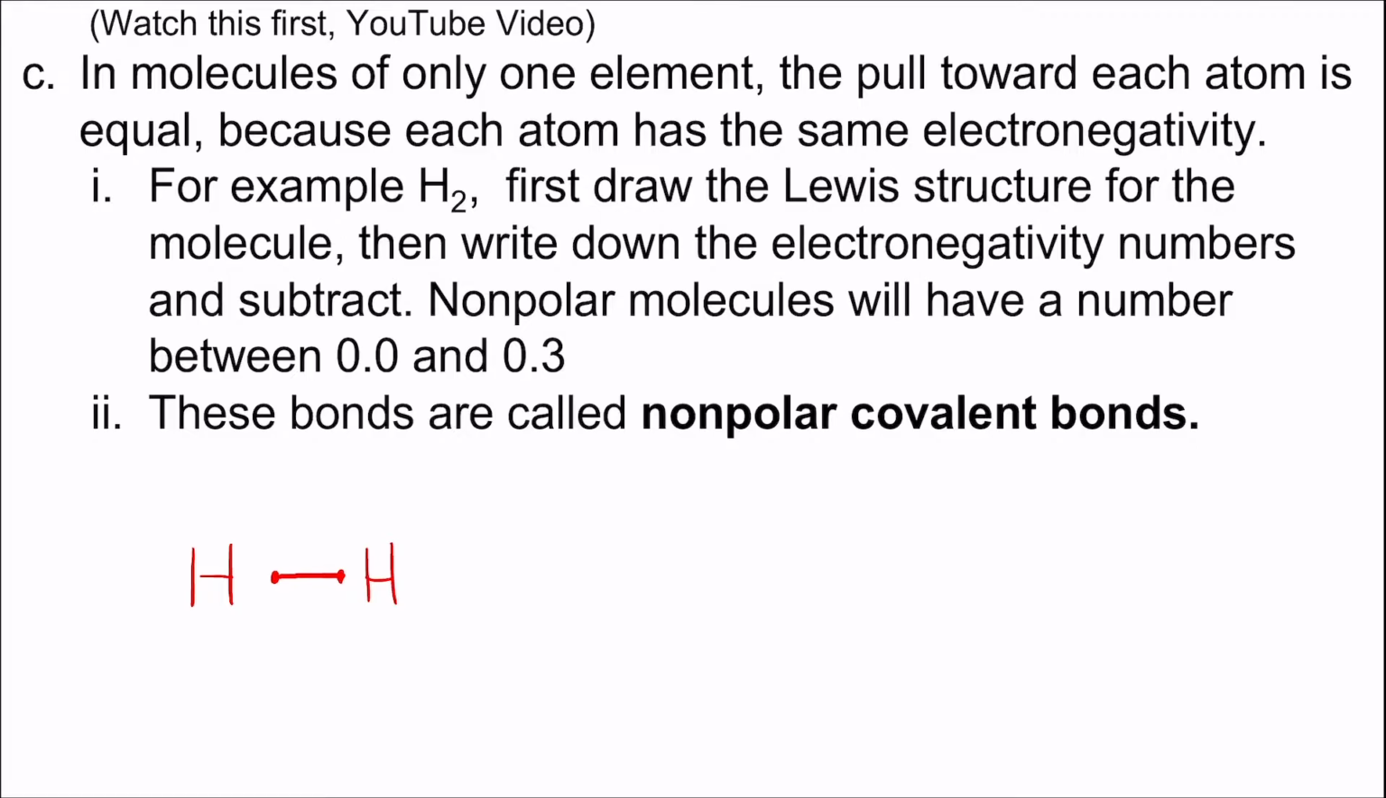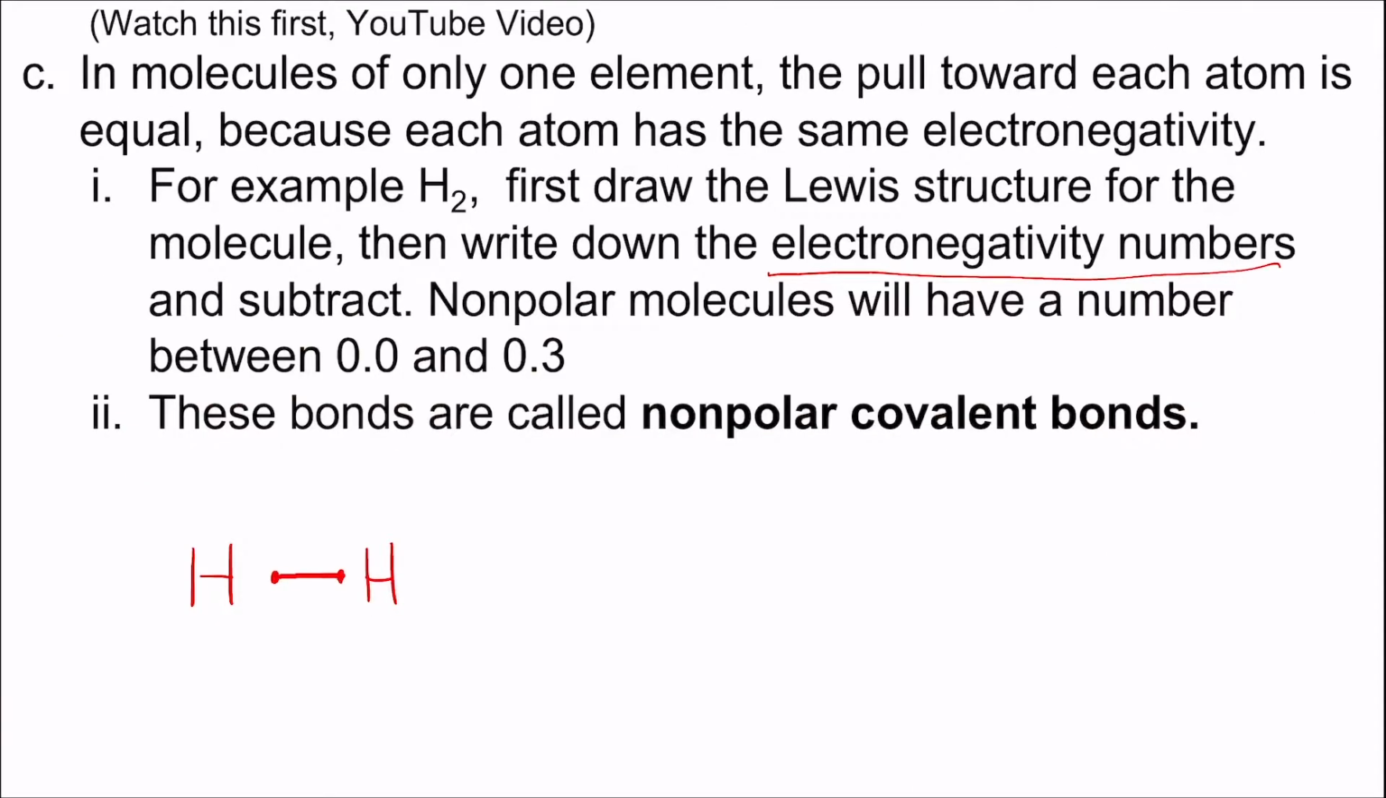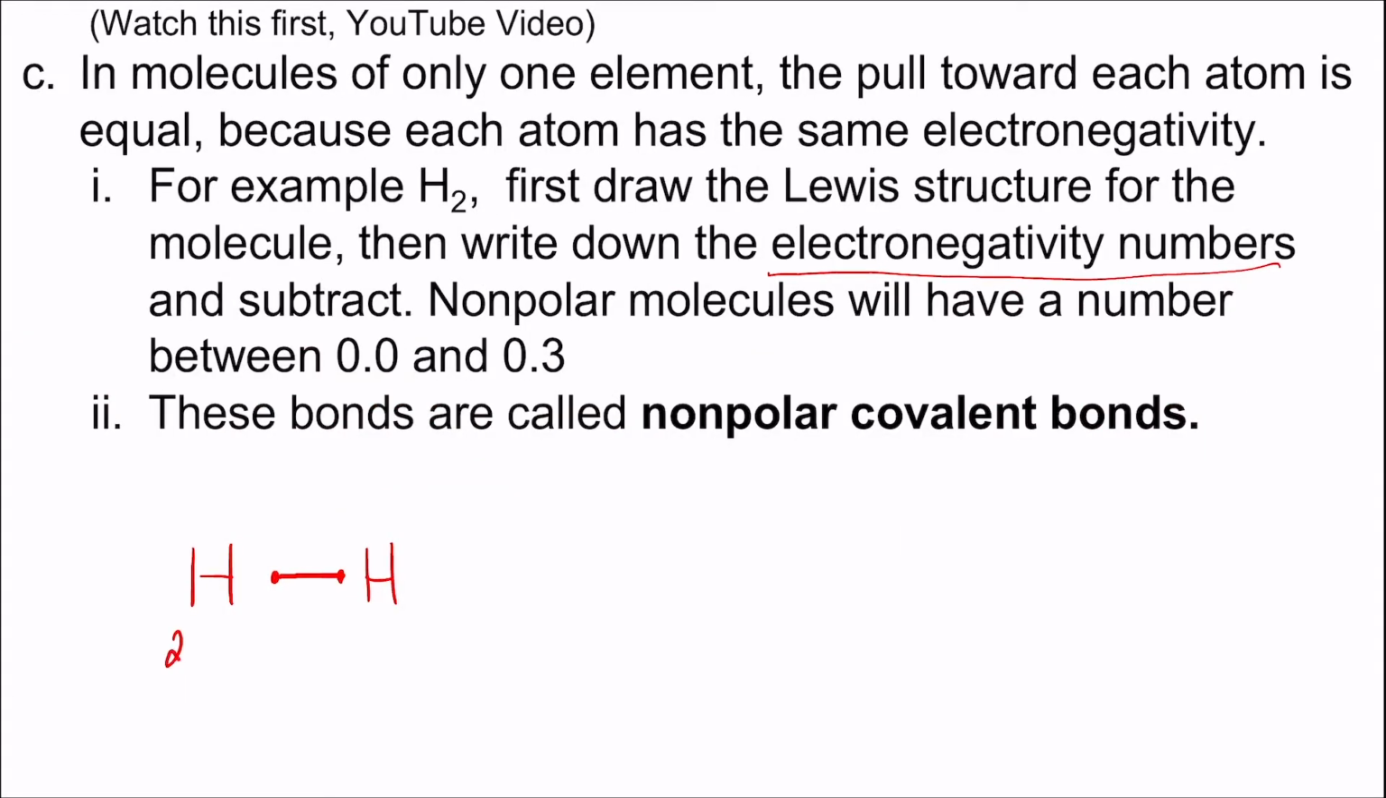I'm going to put the electron on the left side because we know that they're going to bond together. Now that we have the Lewis structure for this hydrogen, let's write down the electronegativity numbers. If we go back, we'll see hydrogen is 2.1. You'll always be given this kind of periodic table for a problem, so you don't have to memorize these numbers. Okay, so hydrogen's 2.1. Hydrogen's also 2.1.